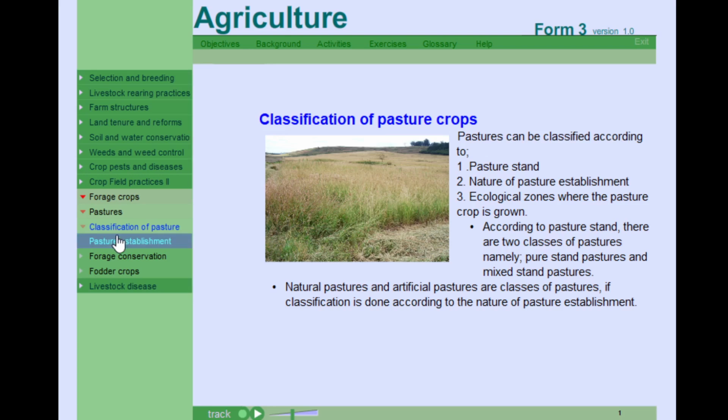Classification of pasture crops. Pasture can be classified according to pasture stand, nature of pasture establishment, and ecological zones where the pasture crop is grown. According to pasture stand, there are two classes of pastures, namely pure stand pastures and mixed stand pastures. Natural pastures and artificial pastures are classes of pastures if classification is done according to the nature of pasture establishment.